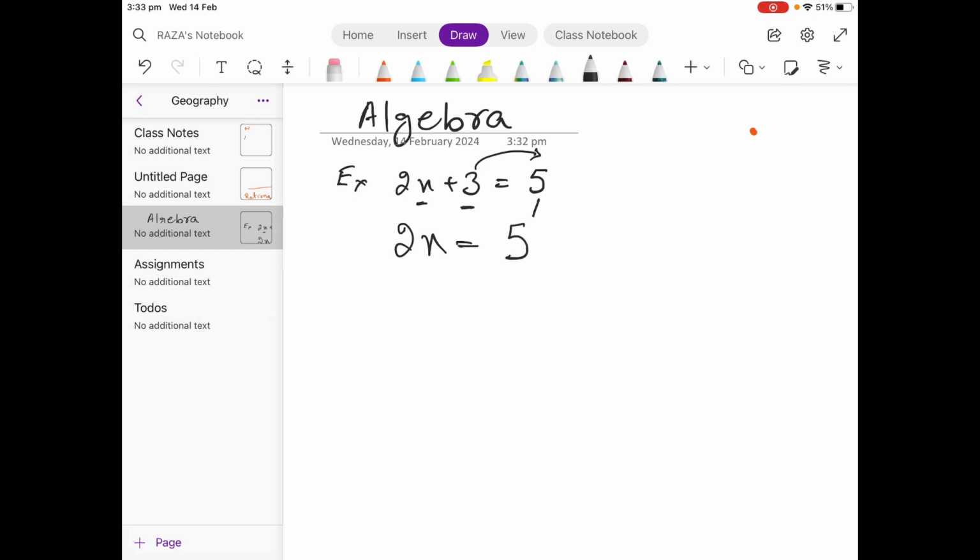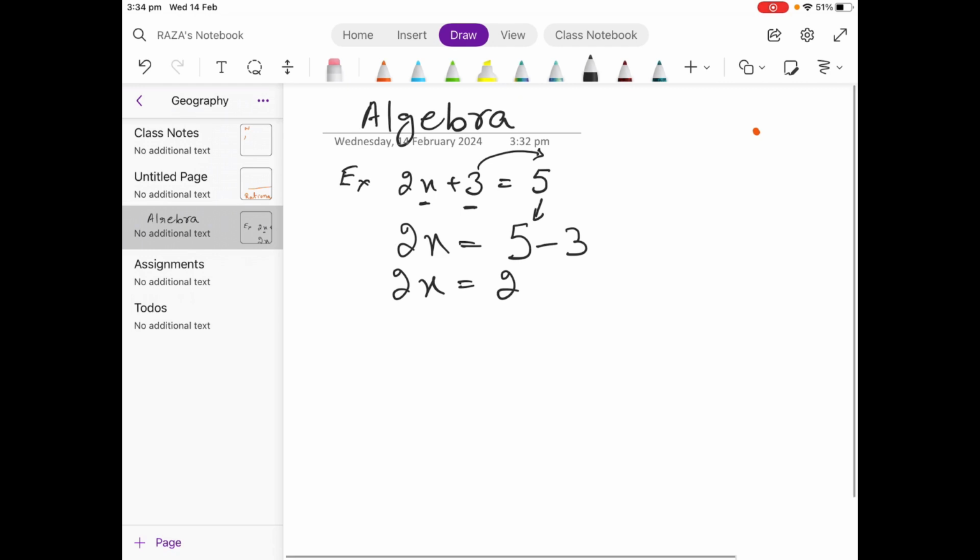5 is already there. We don't change anything with 5, but when this 3 moves to the right side, its sign turns into negative, sign change. So positive turns into negative. If it is negative, it turns into positive. Do your calculations. So 5 take away 3 is 2. So 2x.